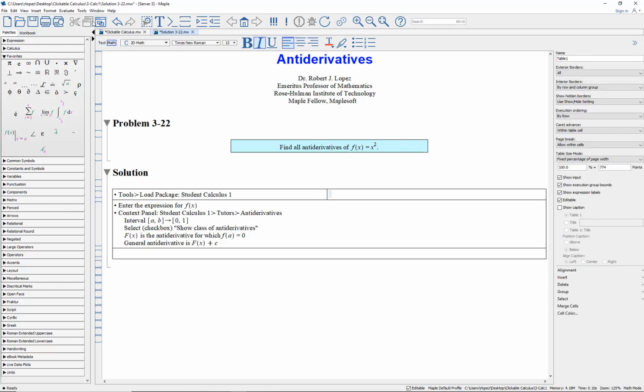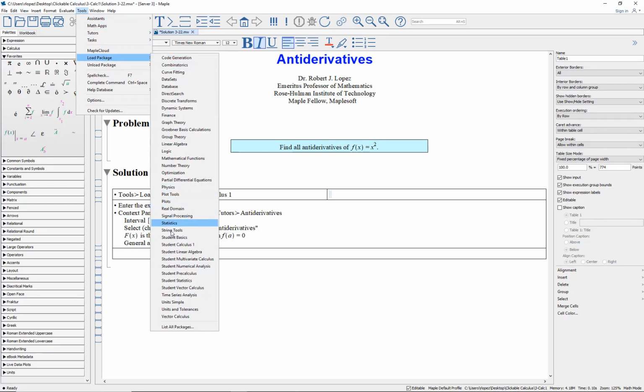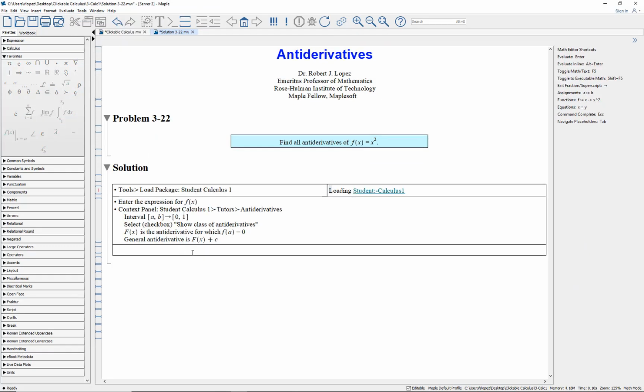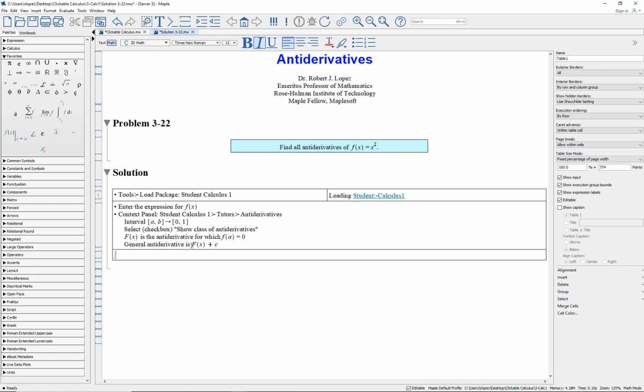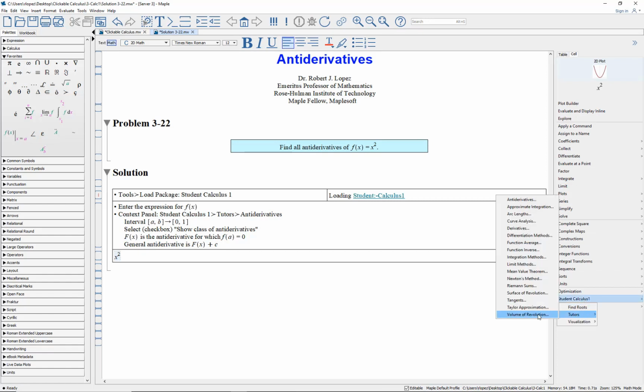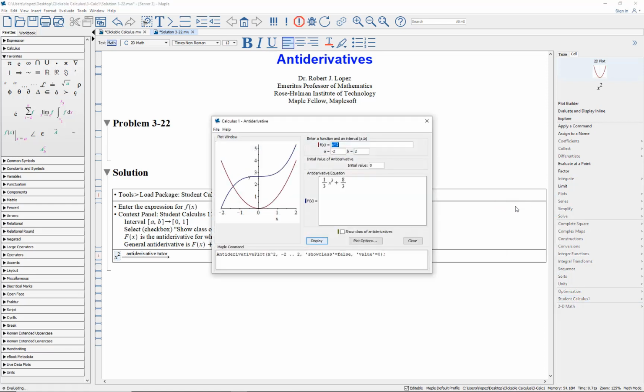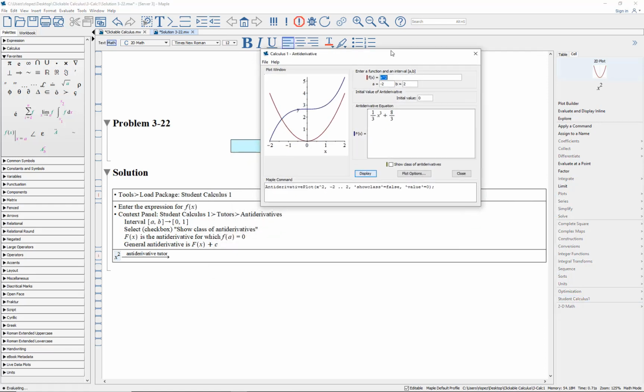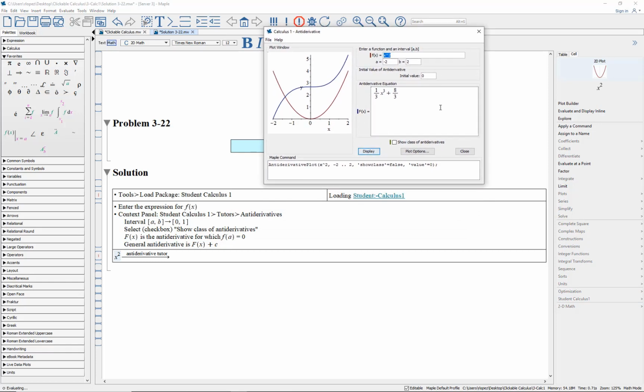Load the Student Calculus 1 package: Tools, Load Package, Student Calculus 1. The expression for f of x here is simply x squared. Now go to the context panel, Student Calculus 1, Tutors, Antiderivatives. So it's the Antiderivatives Tutor. Okay. This takes x squared and graphs it. You see it's the one in red.